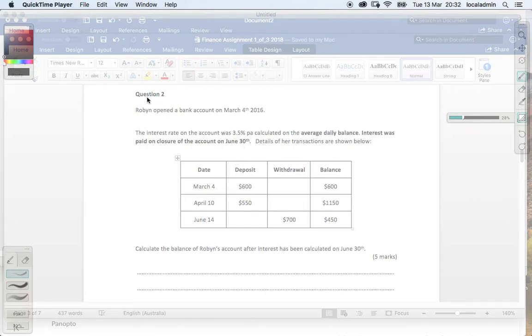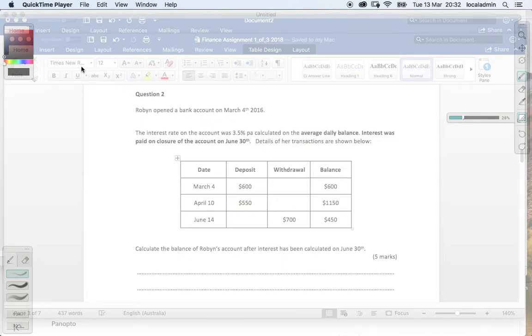So our next question is question 2 of the first finance assignment. Robin opened a bank account on March 4th, 2016. The interest rate on the account was 3.5% per annum, calculated on the average daily balance.